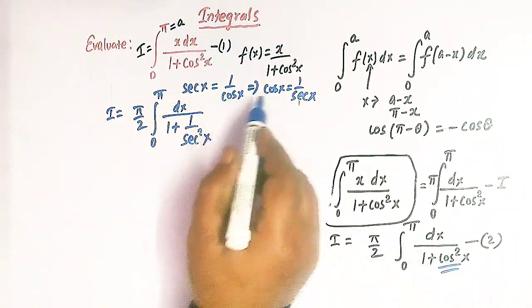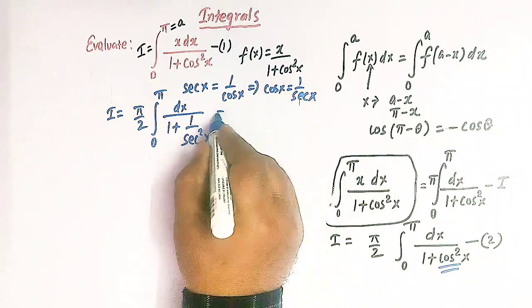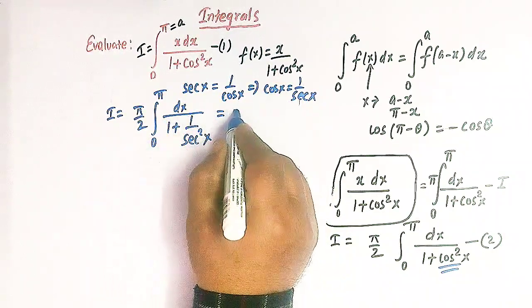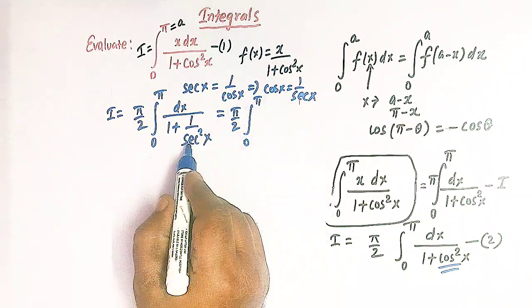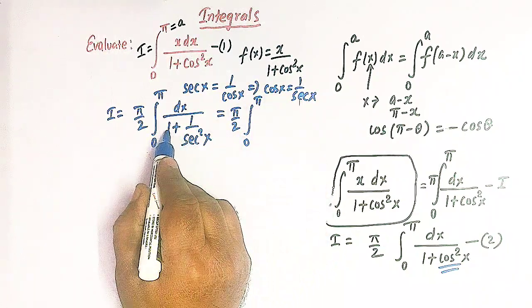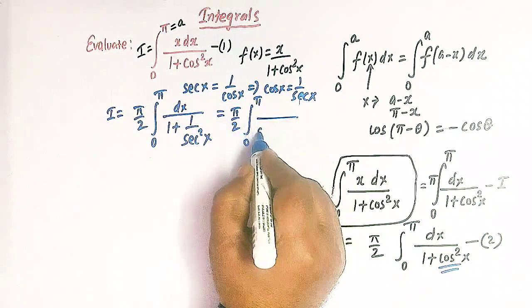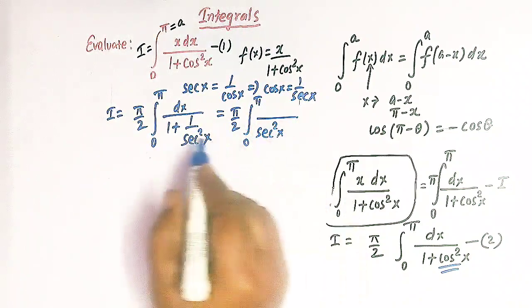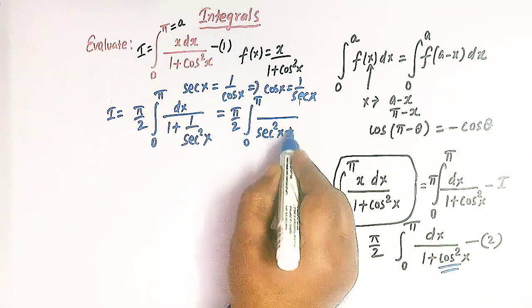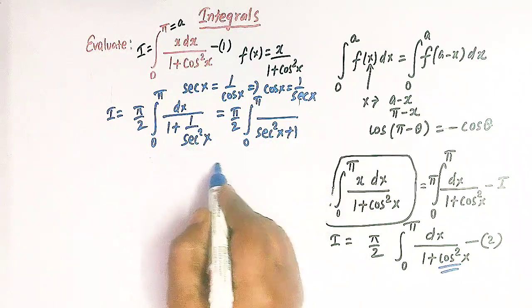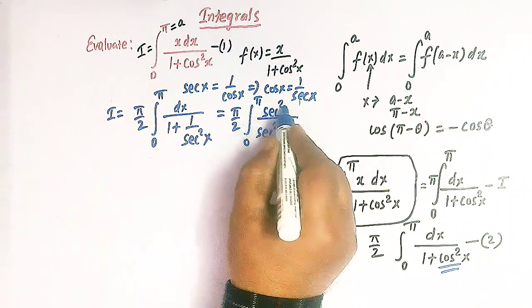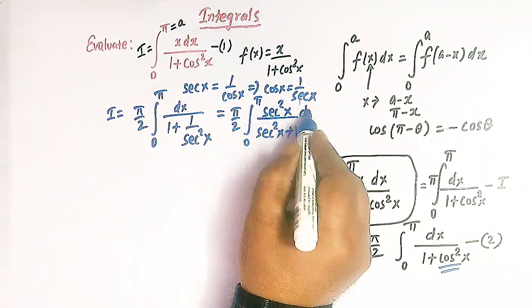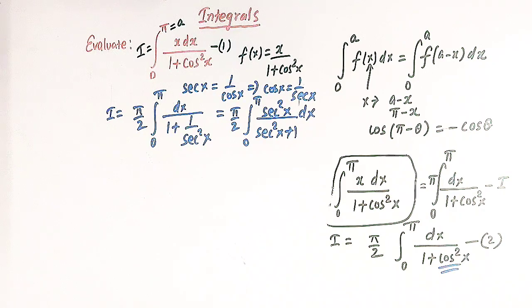For cos x we can write 1 over secant x, and simplifying this term we have pi by 2, this is 0 to pi, and here we have secant square x times 1 is secant square x. Here we have 1, and taking secant square x to the numerator, we have here secant square x, and here we have dx, right?